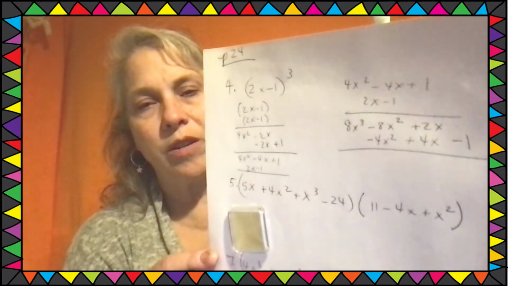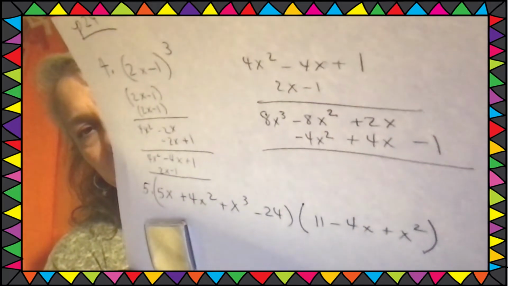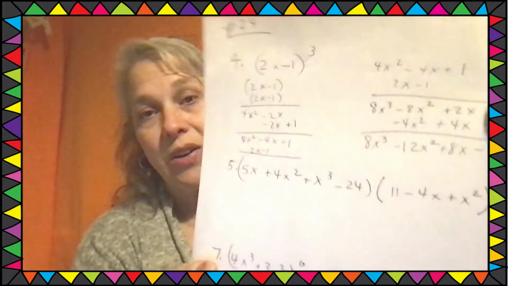So 2x times 4x squared is 8x cubed, minus 8x squared plus 2x. Negative 1 times 4x squared is negative 4x squared plus 4x and minus 1, because it's a negative 1 times a positive 1. You can stop the video if you need to. Freeze the video, whatever you need to do. Now I'm going to add the terms. So 8x cubed minus 12x squared plus 8x minus 1. And I am done.